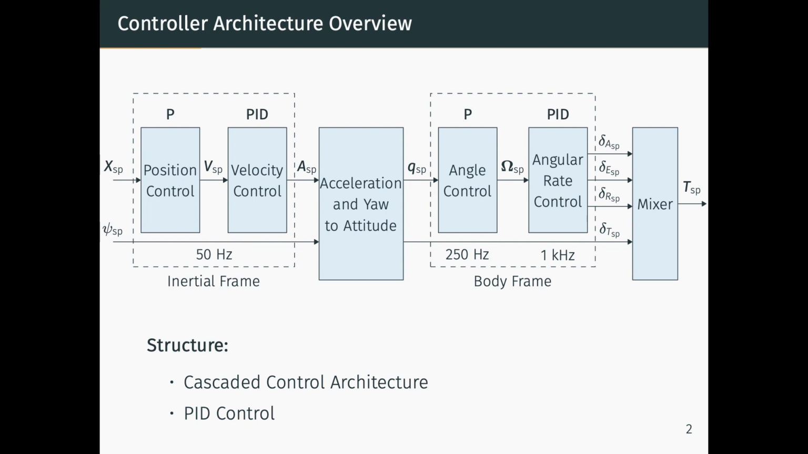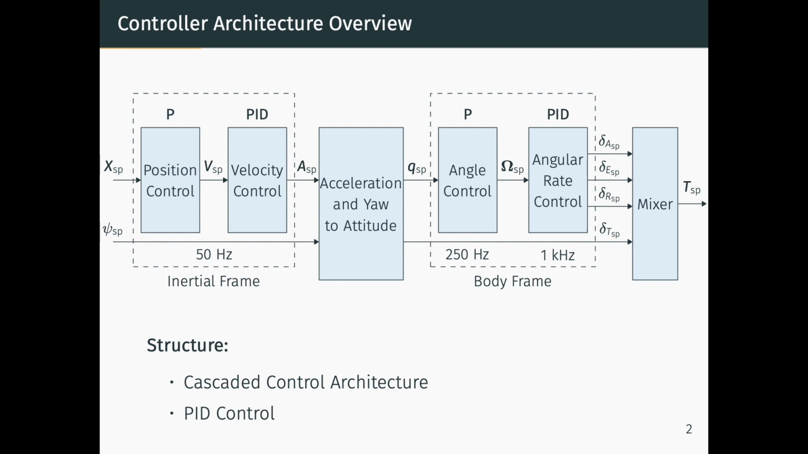All of these controllers are PID controllers. In this talk, I'm going to assume that you know what PID control is. If you don't, there are a lot of resources out there that explain the principles of PID control very well. Notice here that the velocity and angular rate controllers have all of the P, I and D gains, whereas the position and angle controllers are only proportional controllers.